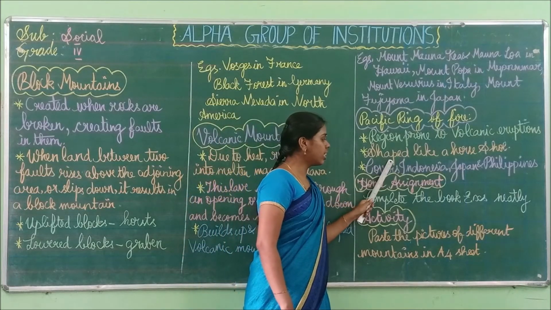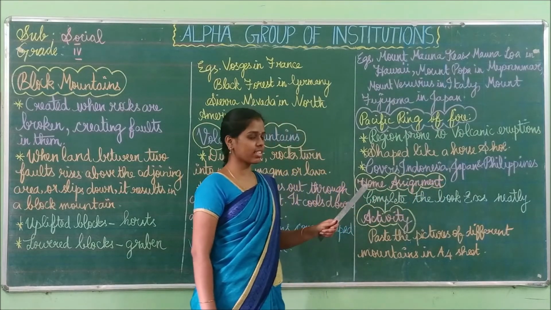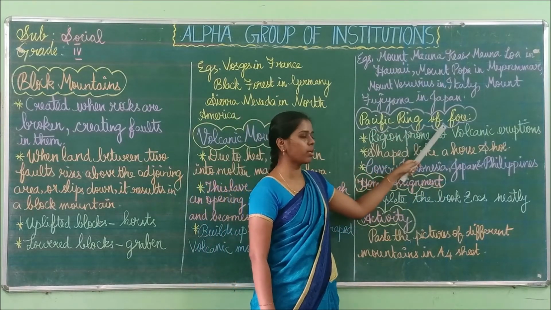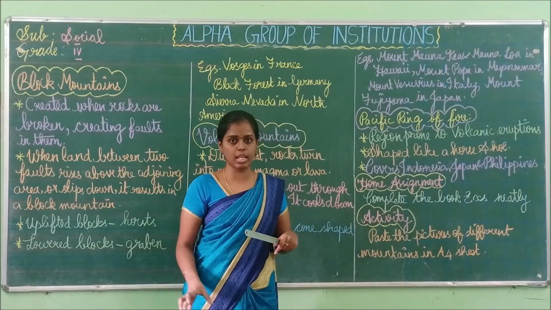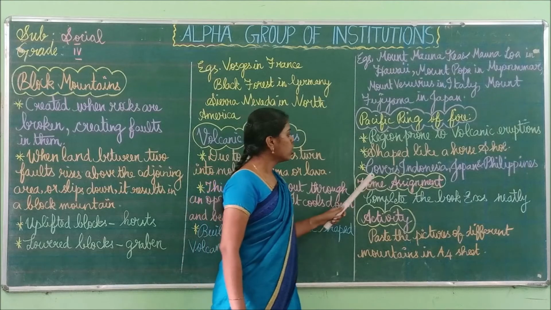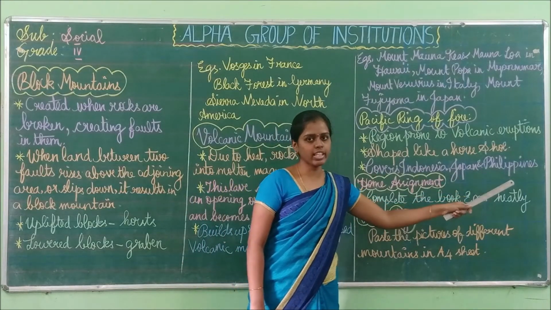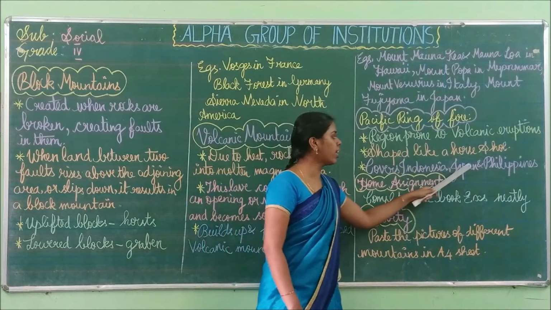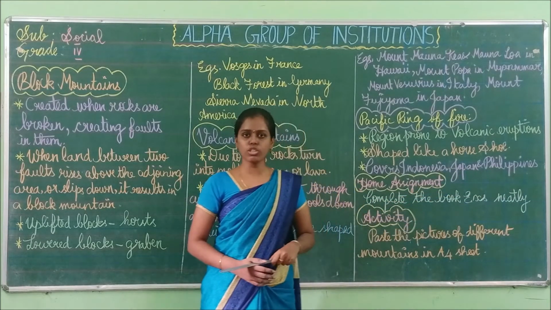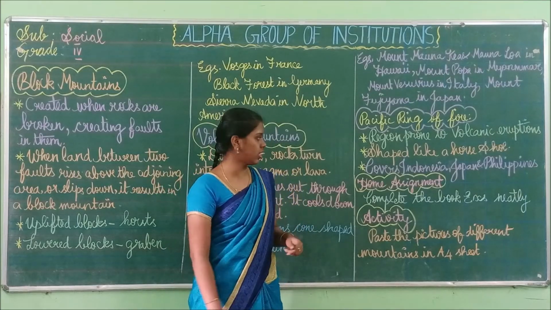So, it is shaped like a horseshoe. I have told in the first class itself, Pacific Ring of Fire means all the mountains will be in the shape of a horseshoe. So, it covers Indonesia, Japan and Philippines. It covers 3 countries, Indonesia, Japan and Philippines, and it also covers the countries that are near to the Pacific Ocean.